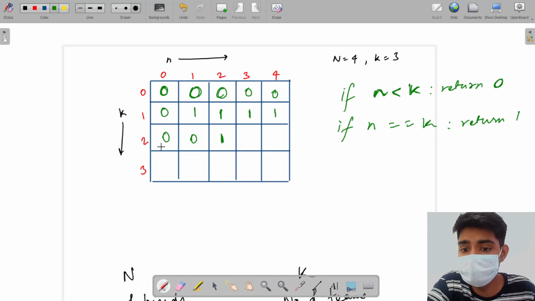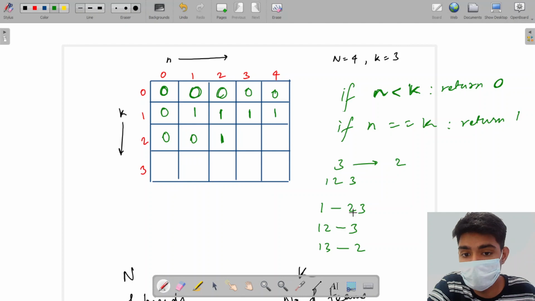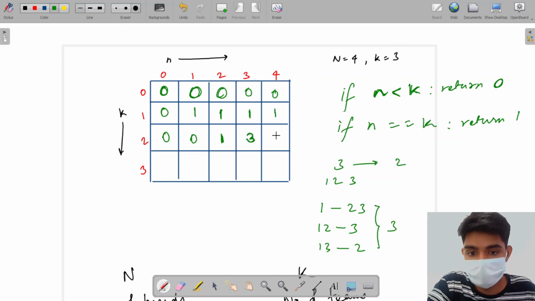Now I have 3 people and I have to divide them in 2 subsets. So I have 1, 2, and 3, and I have 2 subsets, or 2 spaces. So I can do either 1, 2 and 3, or I can do 1, 3 and 2. Right? These are the 3 things that I can do. So my answer here would be 3.